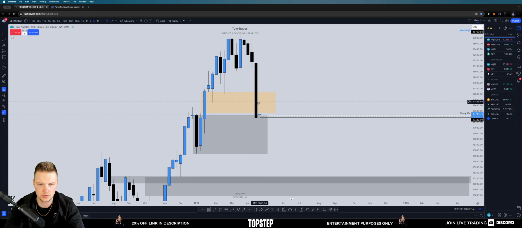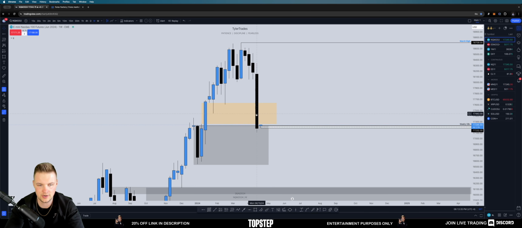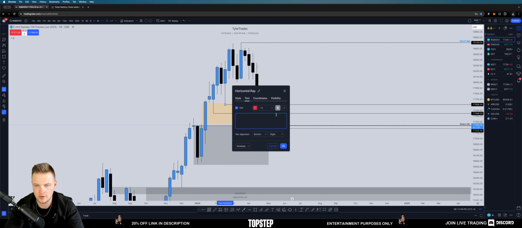And now, obviously, this would be another PD array that you could factor in as price pulls up into here, right? You have a low here from Monday, the 29th of January, and then you have a low here from February 20th. These would be worth noting out, in my opinion. Having them just marked out, I'll put Feb 20th low.